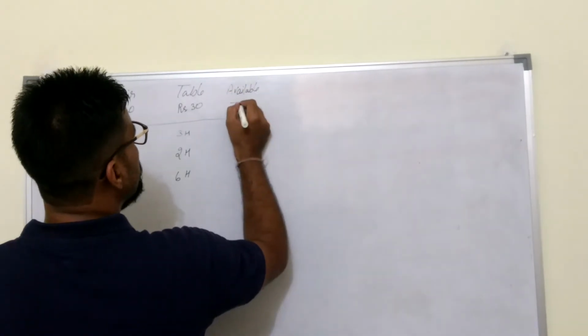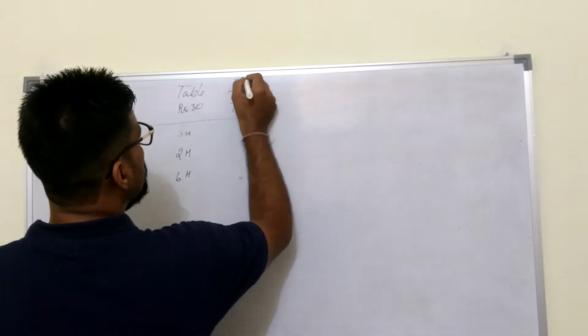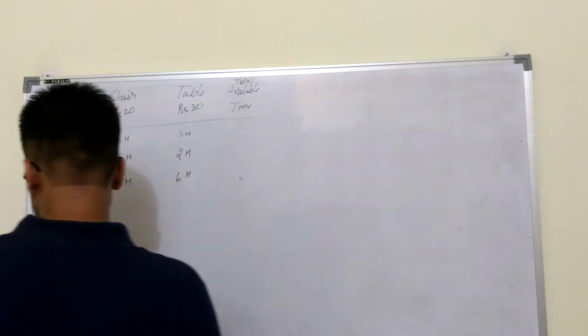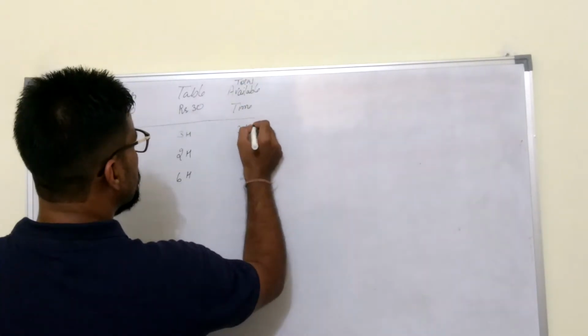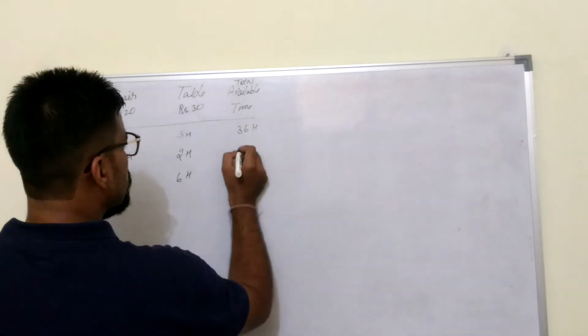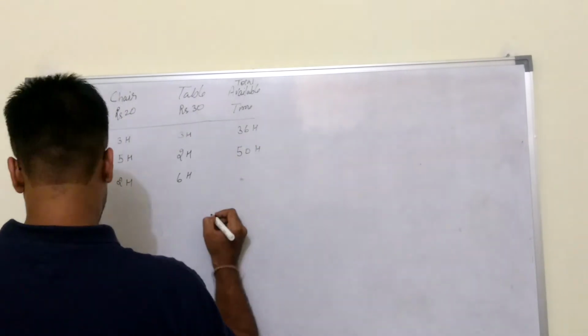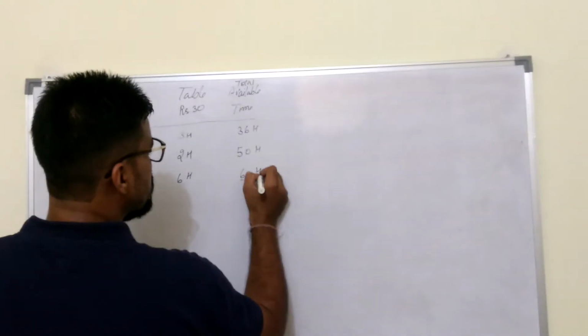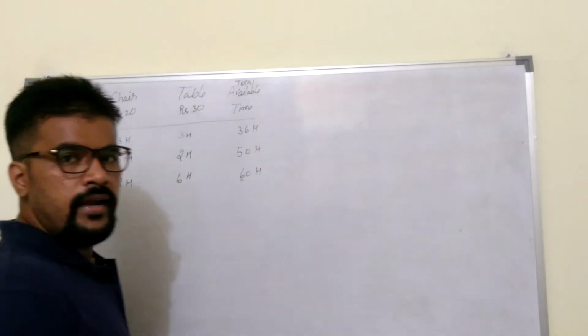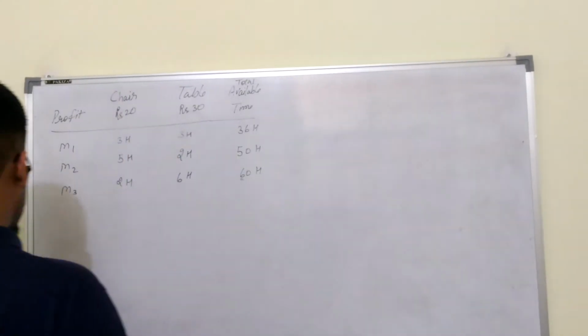Total available time: machine M1 can work for 36 hours, machine M2 can work for 50 hours, and machine M3 can work for 60 hours. Right? So now what we'll do.